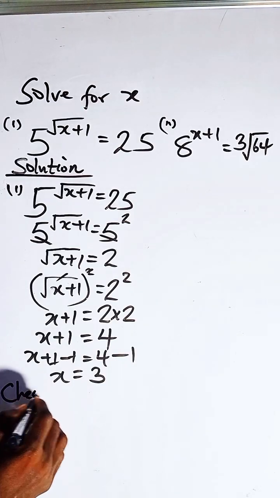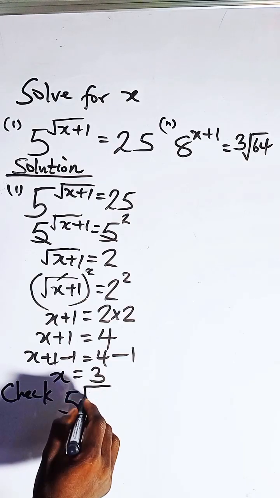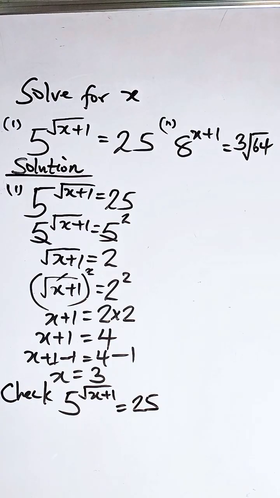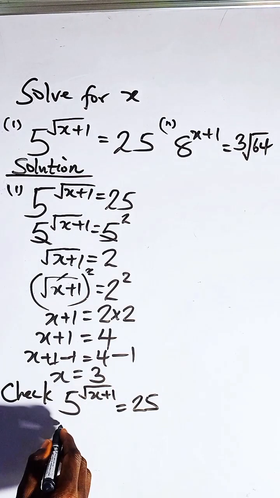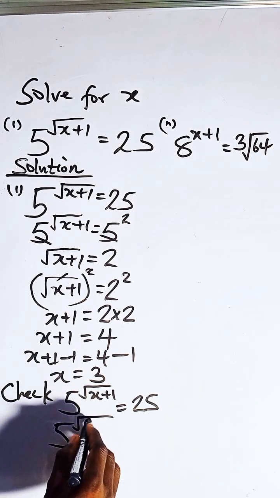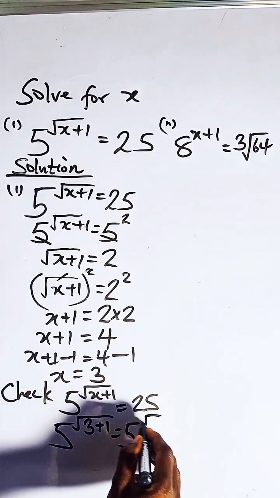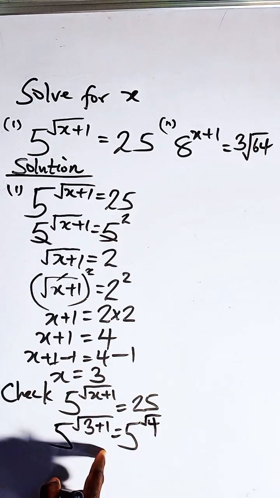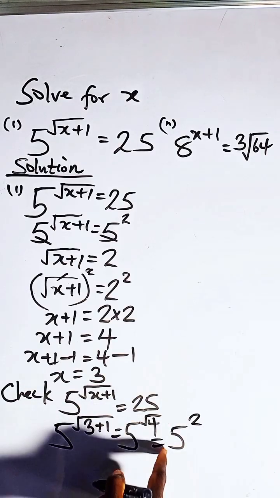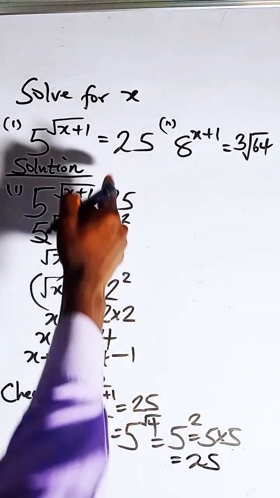So let us check. For 5 raised to the power of the square root of x plus 1 equals 25. Here we have 5, and since x is 3, we have the square root of 3 plus 1, which is the square root of 4. Now we have 5, and the square root of 4 is 2. So 5 squared is 5 times 5, and the answer is 25, which equals the right side.